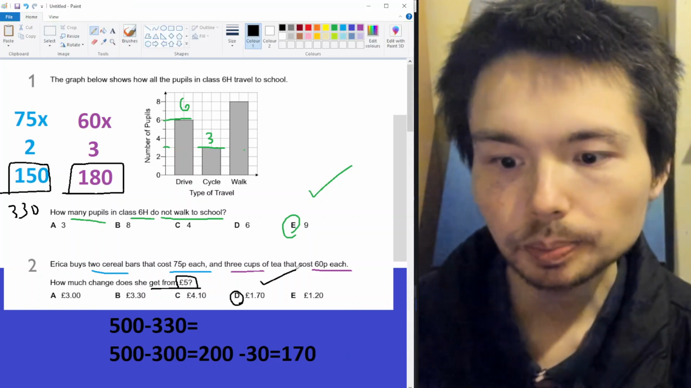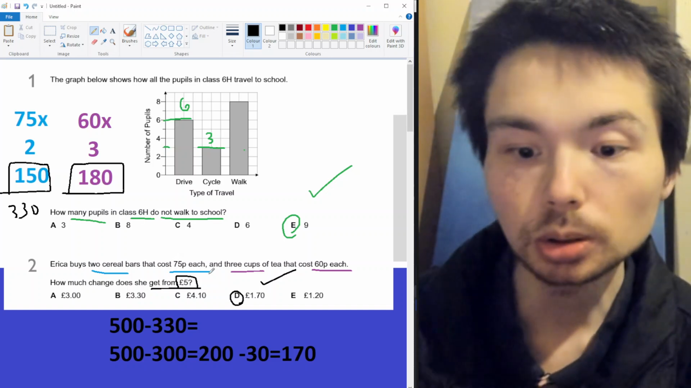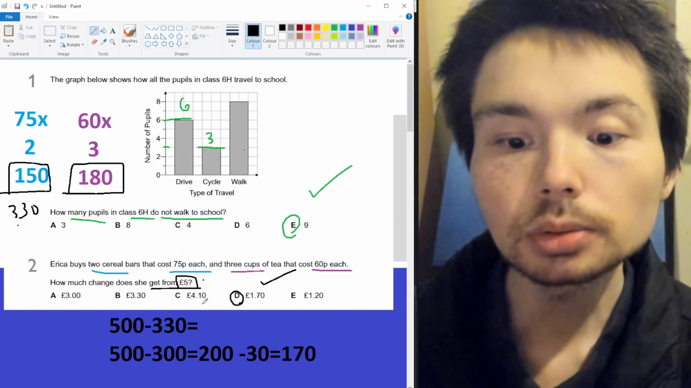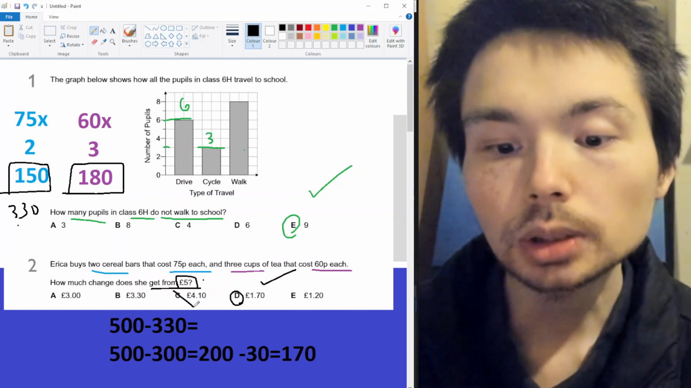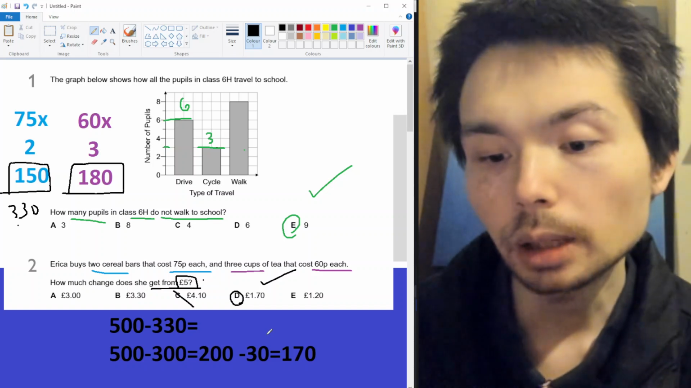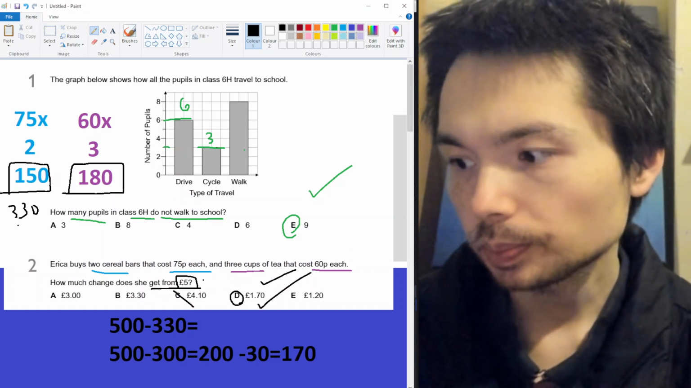D is the answer. If we look at the multiple choice, we've got £3.30. I think some of these numbers we can get rid of. Maybe £4.10, that was too big. The others look pretty close, so we still have to work it out anyway. D is the answer.